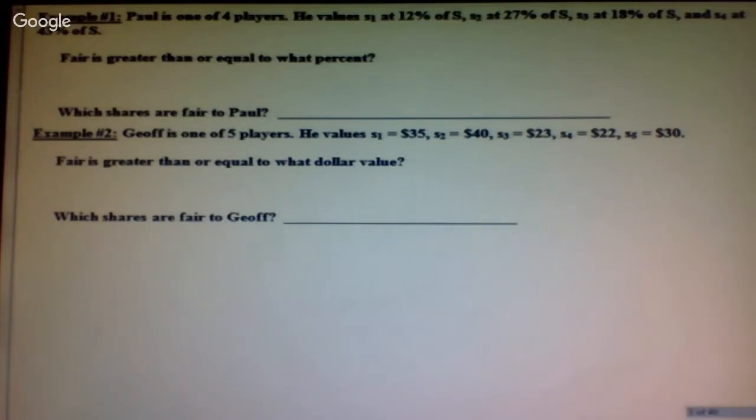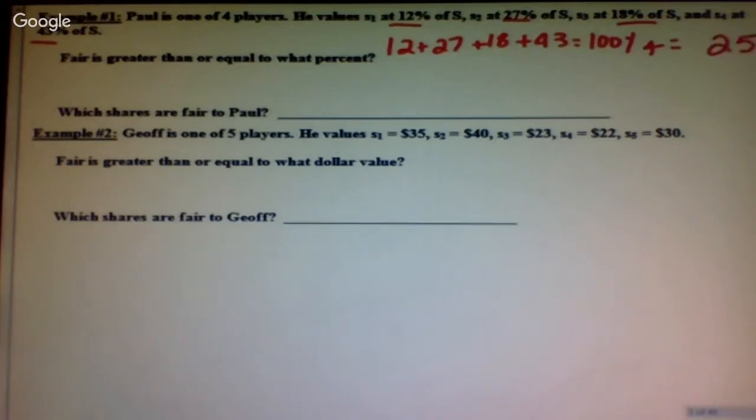So the first thing I need to do is get the total of all of my pieces. So 12, 27, 18, and 43. It does come out to be 100. Okay, so we have 100%. If I have 100% and I'm dividing that up between 4 people, what percent is fair? 25. So, in order for a piece to be fair, it has to be 25% or higher.